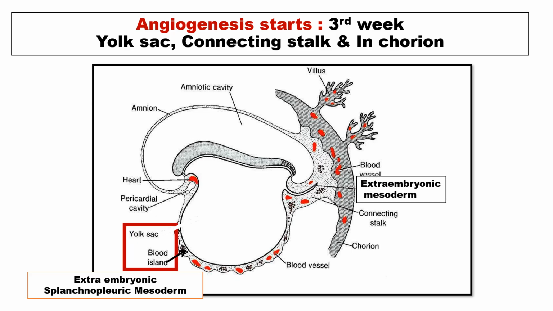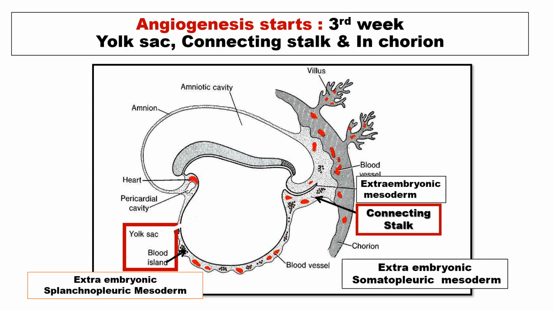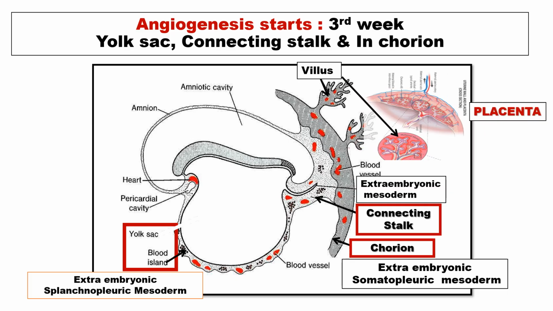The blood vascular system also simultaneously develops in the extraembryonic mesoderm in the connecting stalk, followed by the extraembryonic somatopleuric mesoderm lining the chorion, which finally develops into the villus, and the villus is what basically takes part in forming the placenta.